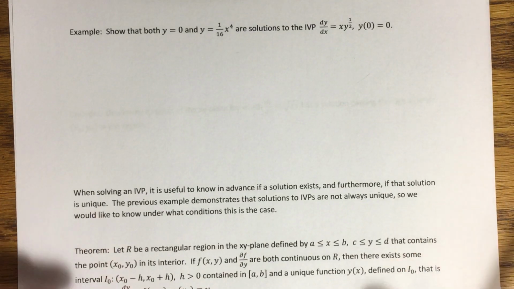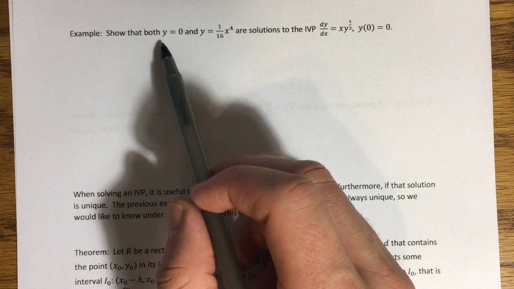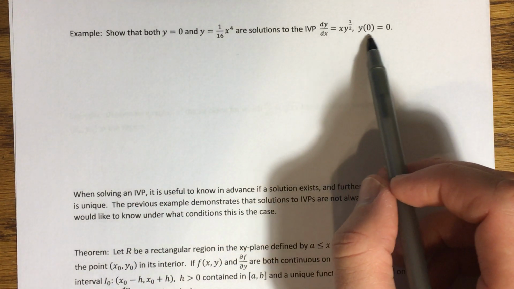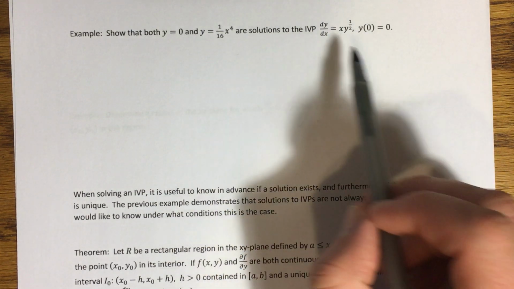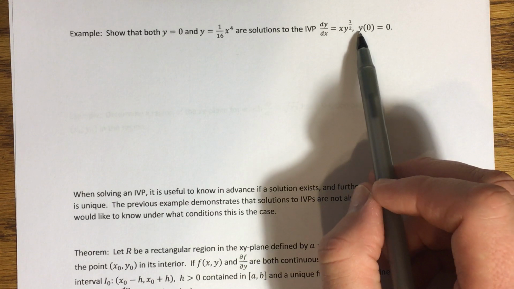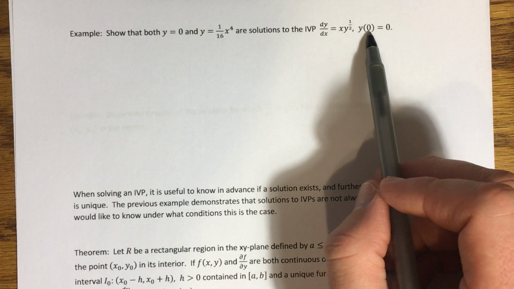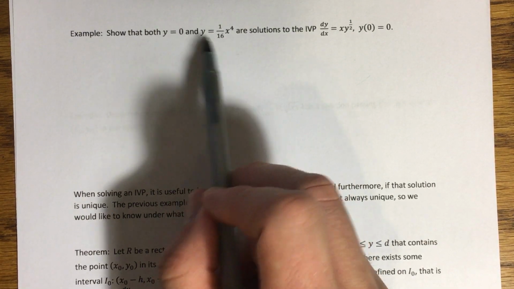Let's look at another example. In this case, I'd like to show that this initial value problem over here, this IVP, has two solutions. dy/dx equals x y to the 1/2 power, and my initial value here is y of 0 equals 0. I'd like to show that this has two solutions, these guys.